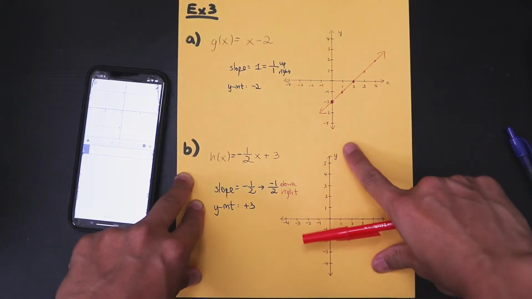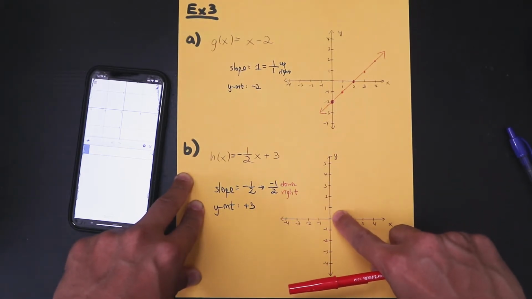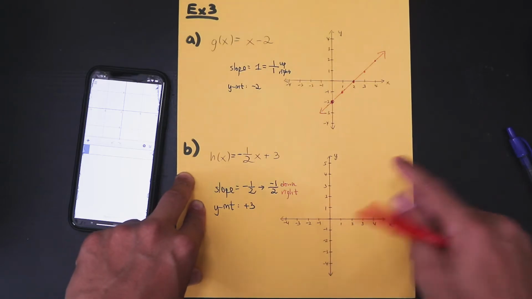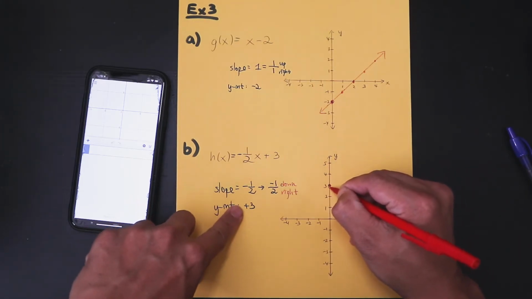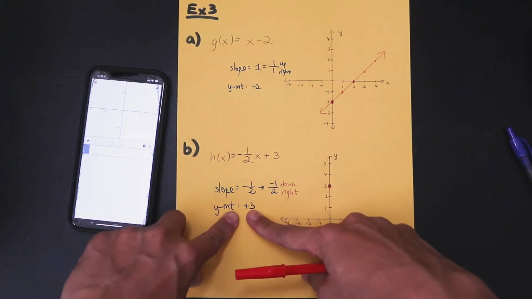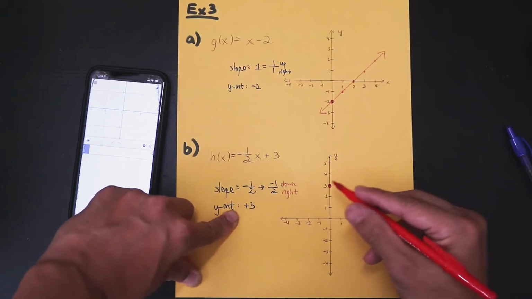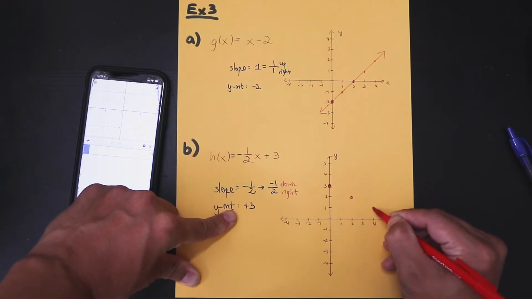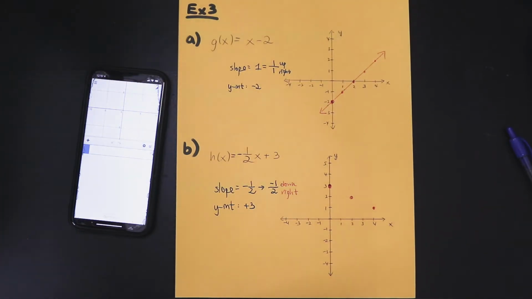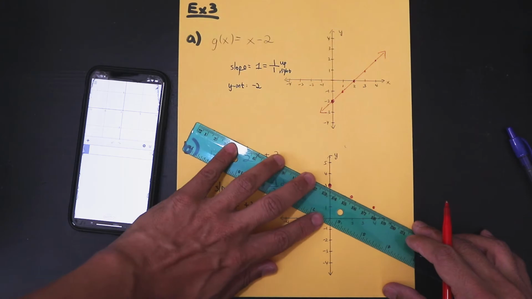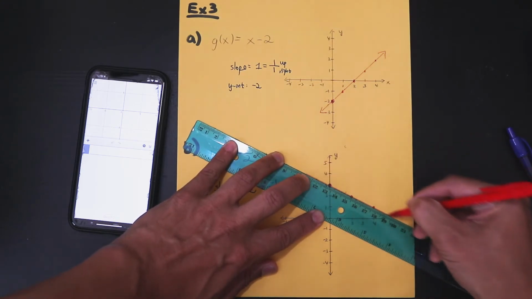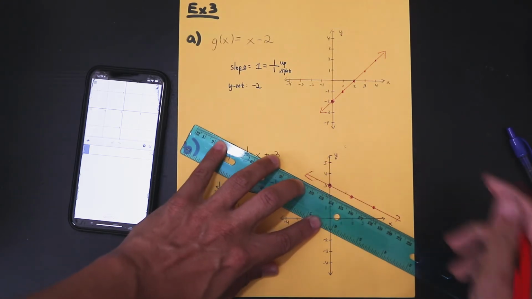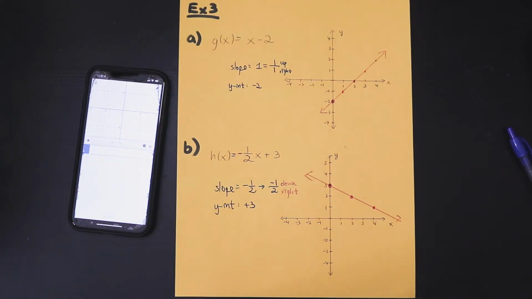So to graph this, I'm going to start on the y-axis. I'm going to go up 3 to the number 3, because it's positive 3 on the y-intercept. And then from there, I go 1 down, 2 right, like this, 1 down, 2 right, like this. You notice that these 3 points form a straight line, so you're going to use a ruler to connect them. That's how you graph slope-intercept form, just the same thing as you did in the previous lesson.